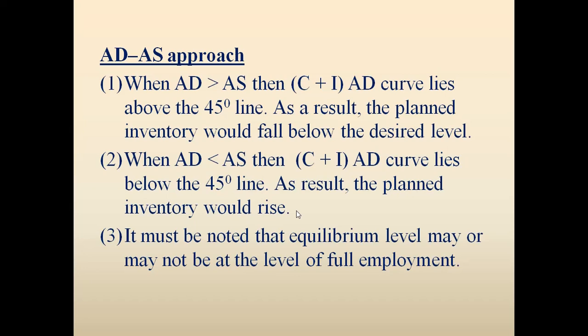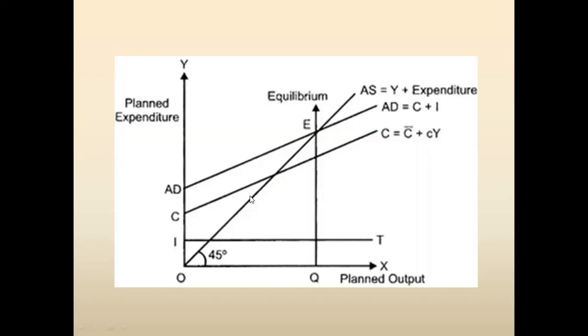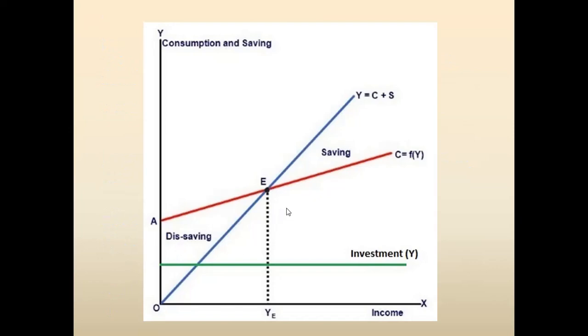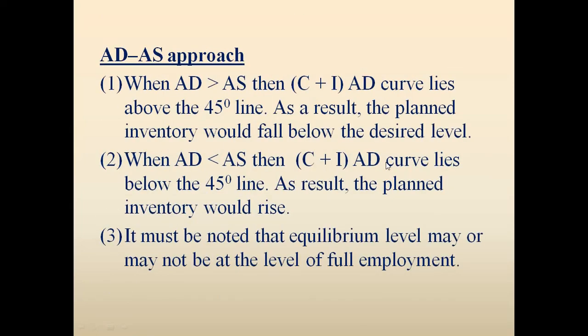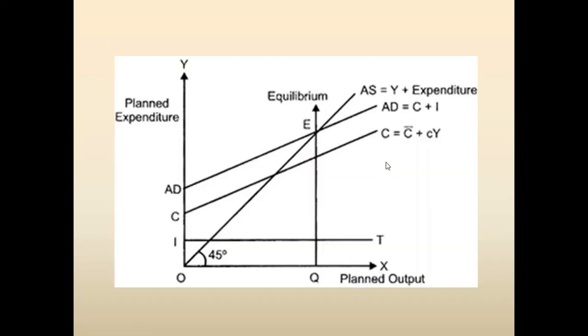And don't get confused with this line, whether it lies above the 45-degree line or below it. We already know that this aggregate demand, this is your AD curve, or consumption curve, whatever you want to call it, will start from a point, not from zero, somewhere out here, and then it will intersect. So don't get confused with that part. However, we can see that this is lying above and this is lying below.